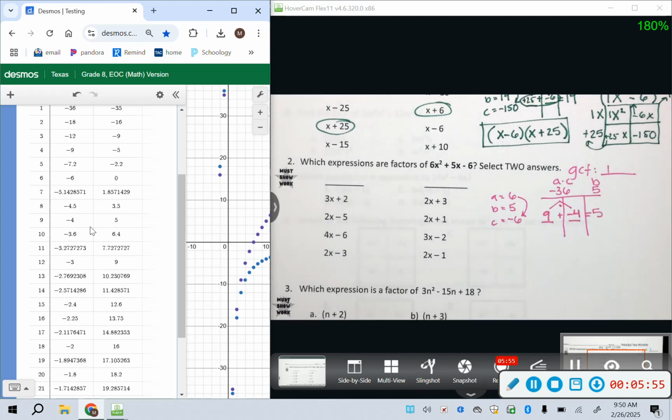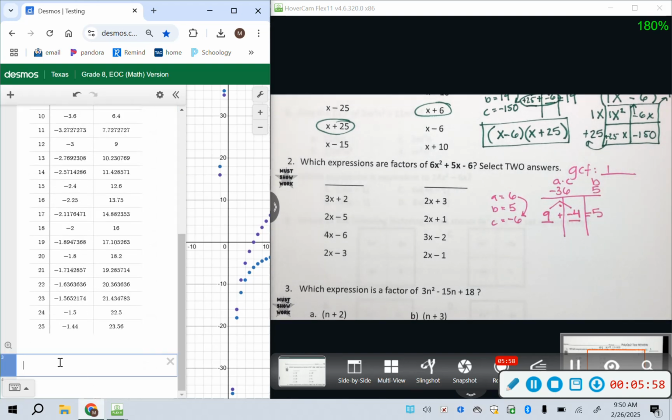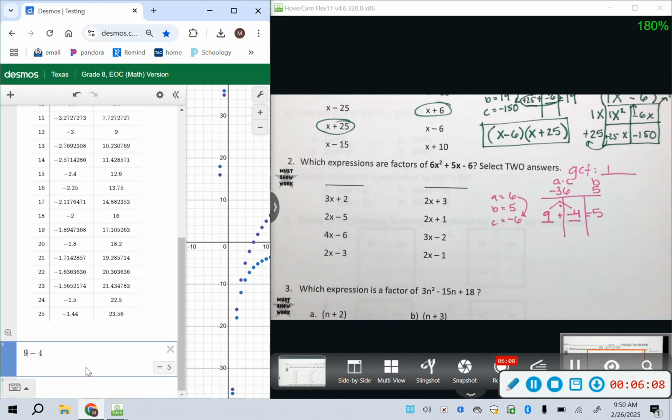And you can always check if you're not sure, if you typed it right in your calculator, your table. So if we do 9 times negative 4, we get negative 36. Remember, it has to multiply to that. And if I do 9 plus negative 4, I get 5. So it works. Okay, so knowing that, we build our box.